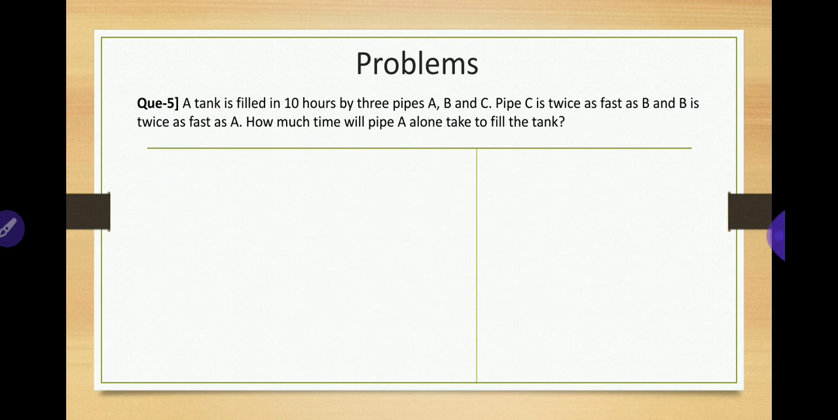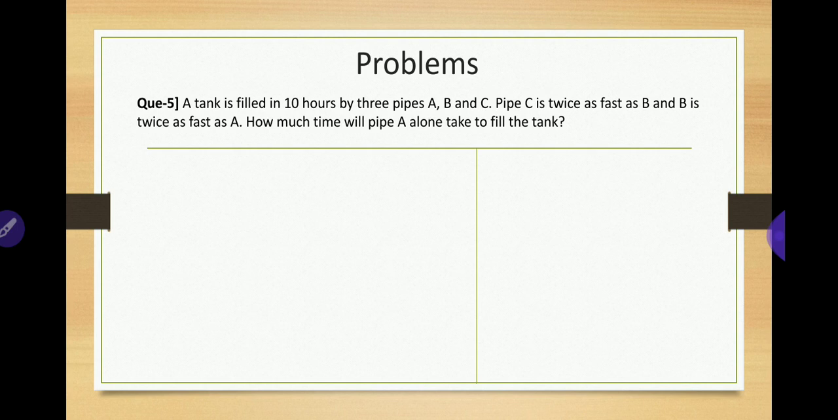A tank is filled in 10 hours by 3 pipes A, B and C, and the C pipe is twice as fast as B, and B is twice as fast as A. So the speed of the pipe to fill the tank is given here. One thing you must know, that if the speed of the pipe is more, then the time required to fill that tank by that pipe will be less. As speed is more, time required will be less here.